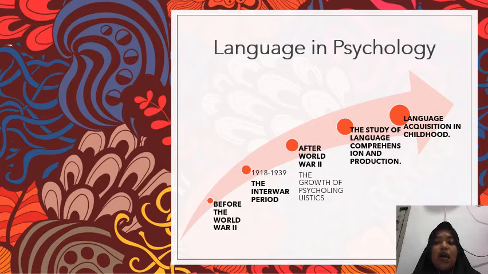It means that language acquisition in childhood is taken from the social and the first language of the child.